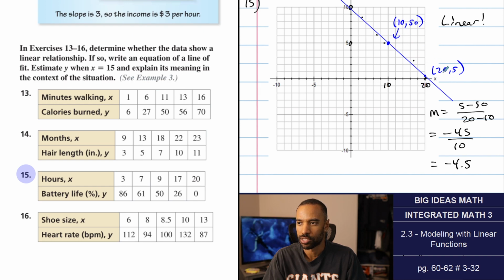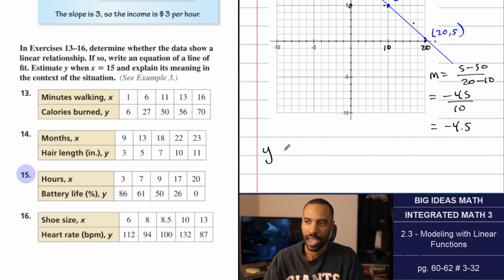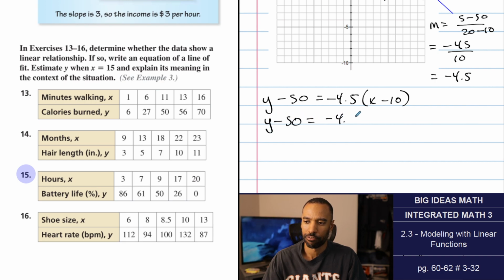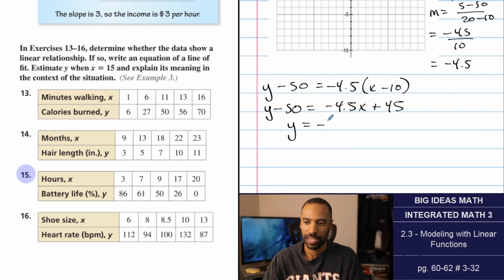Now my y-intercept, it's going to be close to 95 or 96, but let's figure out what it is based off these two sets of numbers. Let's choose that set of points here, 10 and 50. So y minus 50 equals negative 4.5 times x minus 10. So y minus 50 equals negative 4.5x plus 45. Yes, this is where my 95 comes in. Hey, good, I get some clean numbers. y equals negative 4.5x plus 95.